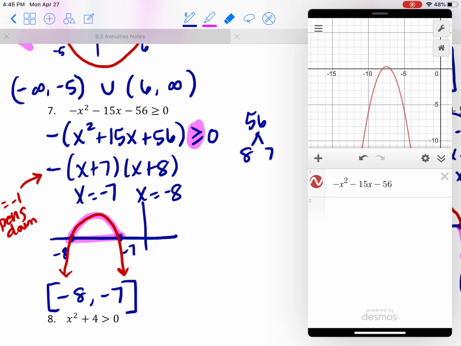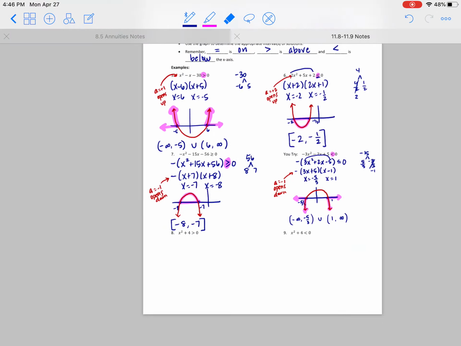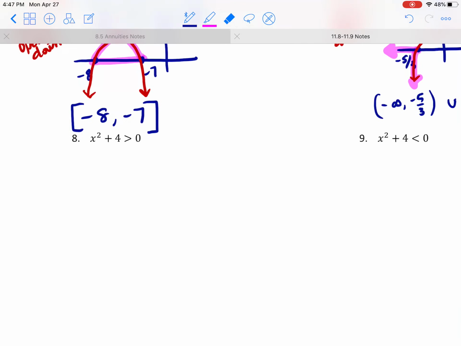So if we just typed in -x squared, -15x, and -56, then we can see basically the same picture. Right, it doesn't look exact because I didn't sketch it out to scale, but we see the parabola opening down and we can see where it touches the x-axis. So -8, -7, and we can see that little interval between -8 and -7 is where it is above. Okay, so if you want to use your graphing utility and skip the first couple of steps, you absolutely can.